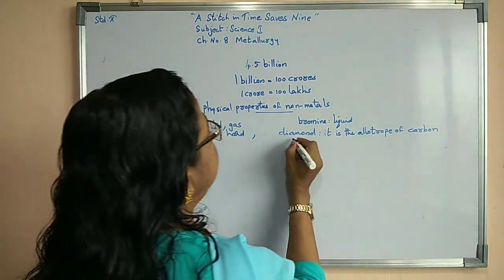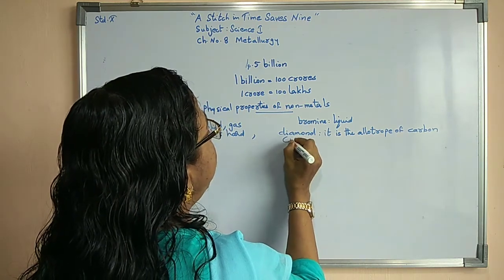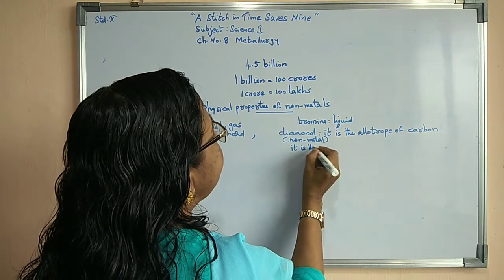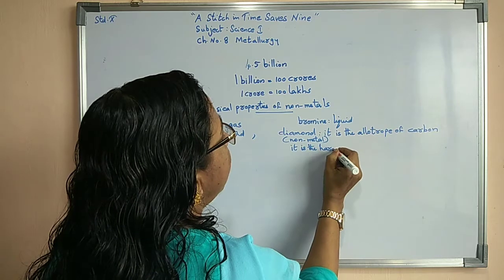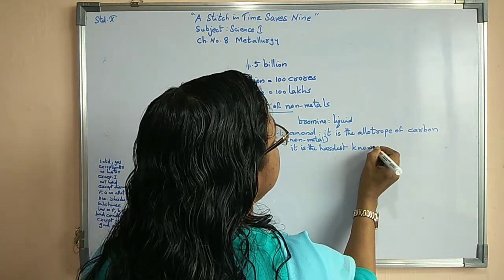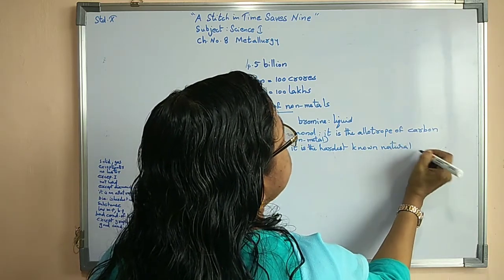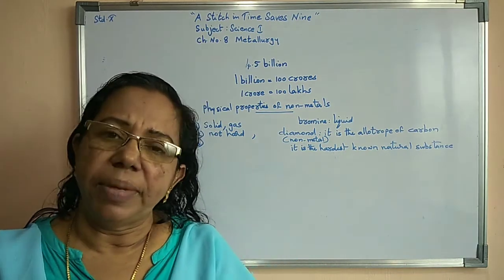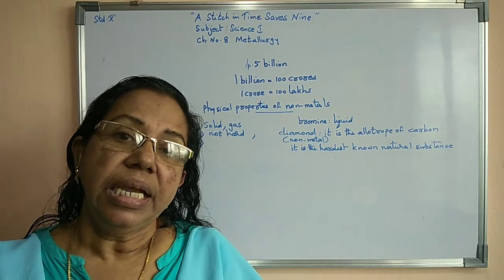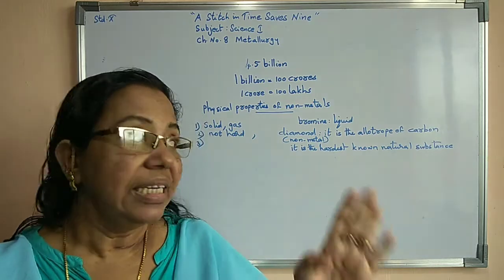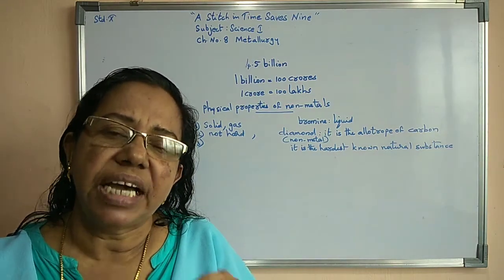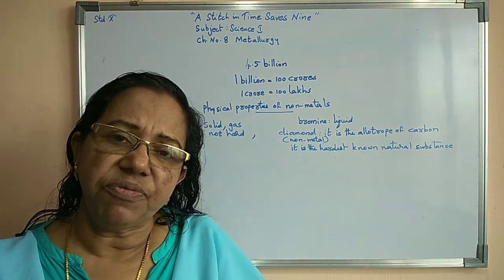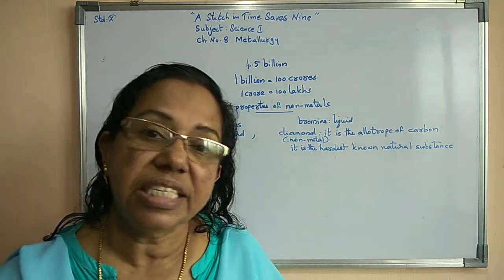Again, this diamond is a non-metal, and it has such a speciality: it is the hardest natural substance. We normally study that non-metals do not have any hardness, but even after being a non-metal, diamond, the allotrope of carbon, is the hardest natural substance. Among all the substances in nature, diamond is the hardest.